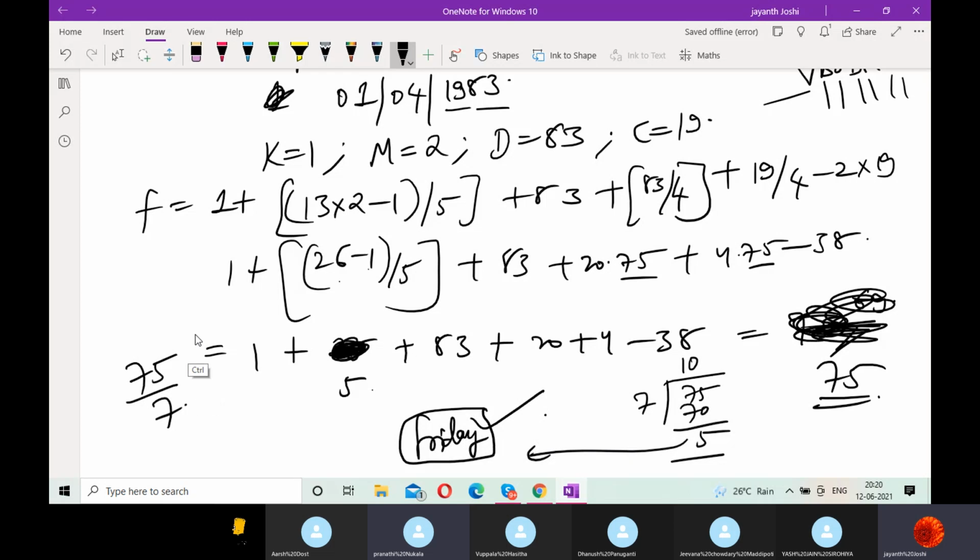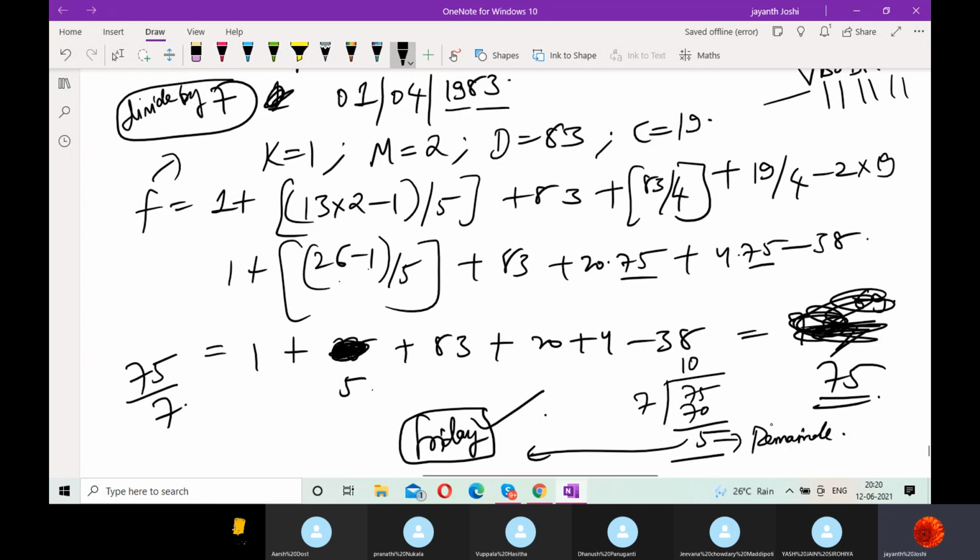Okay. So after getting the F value, divide by 7. Why? Because a week has 7 days. And whatever remainder you get, that would be the answer. So the remainder is 5, and you get the answer. Okay. So please accordingly do this question and tell me the answer of this with Zeller's rule.